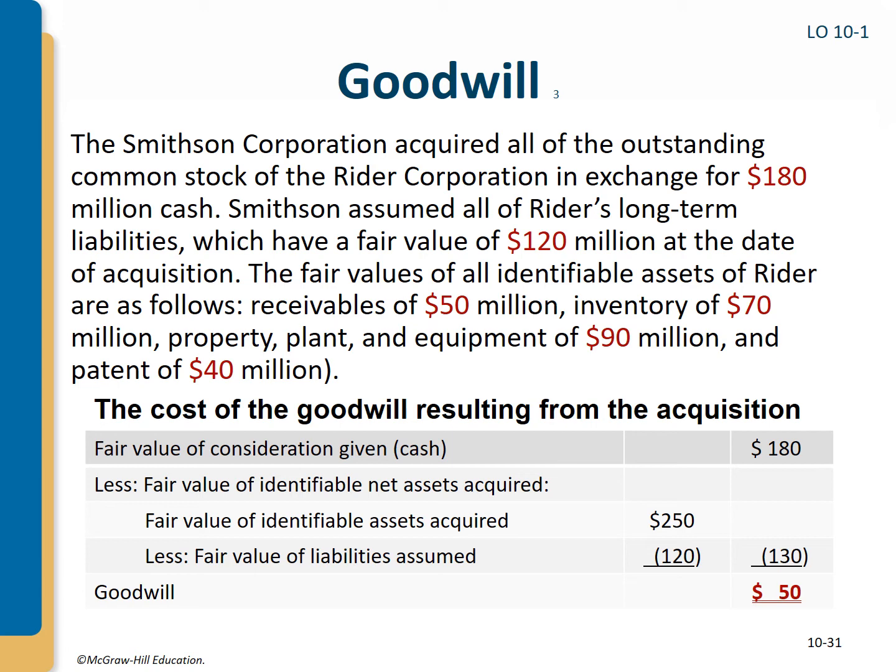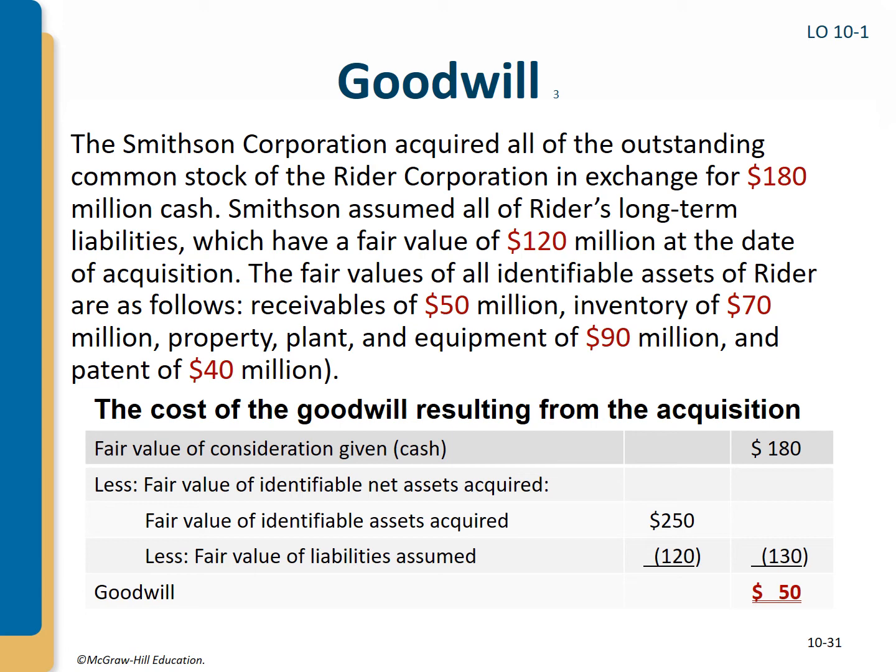But Smithson here is paying 180 million, a $50 million difference. Why would they do that? Well, there are things about companies that are very intangible, that aren't an intangible asset. They're nowhere on the balance sheet. And they're things like, we were just saying, name recognition of the company, the clientele of the company, the amount of market this company has in their industry.